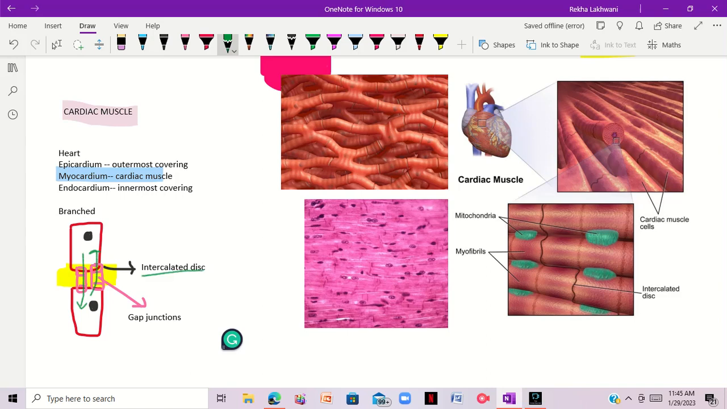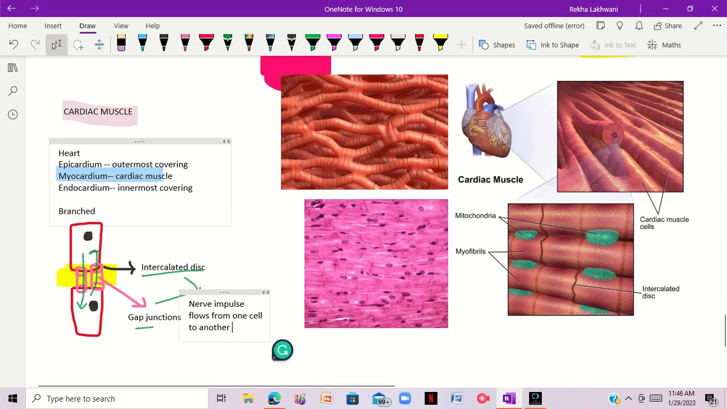Basically, what's the function of this intercalated disc or gap junction? Through this, the nerve impulse flows from one cell to another. For example, if a nerve impulse is given to one cell, it can easily be transmitted from one cell to another cell through these intercalated discs or gap junctions. So basically it allows flow of nerve impulse from one cell to another cell.